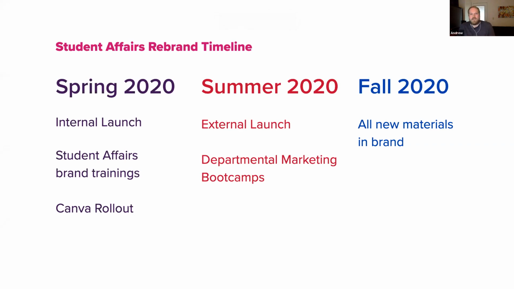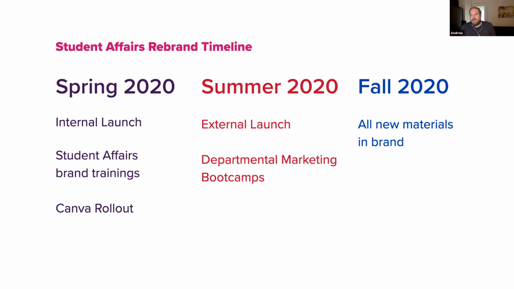And that's also when the university itself is going to do its external launch. Right now, this whole new brand has only been unveiled internally. So in the summer, there's going to be an external launch as well. The Canva rollout, probably in July, is what we're looking at. And then we're also going to do these departmental marketing boot camps, which is going to be the SAMC team and your team by department, going through for a bit and really thinking about how to implement this brand.